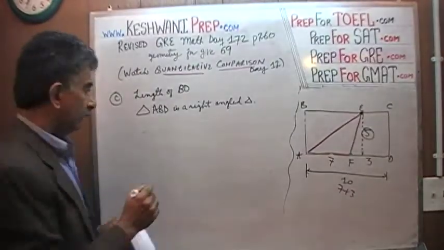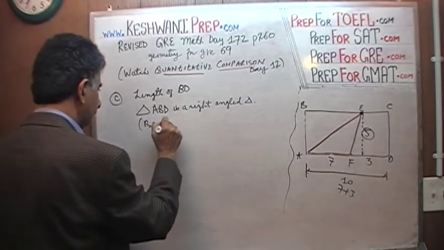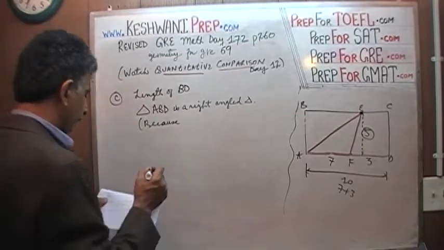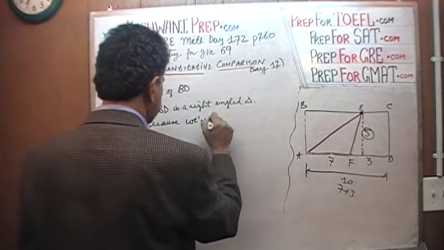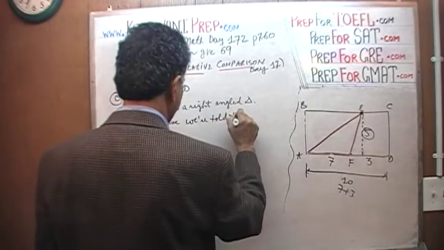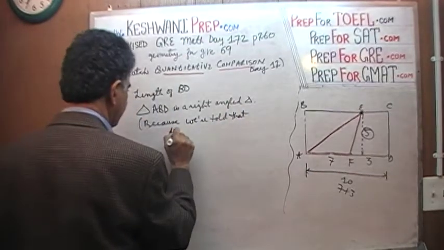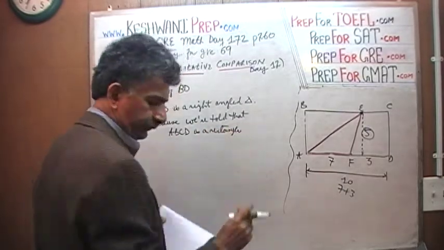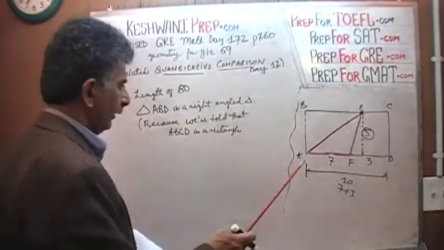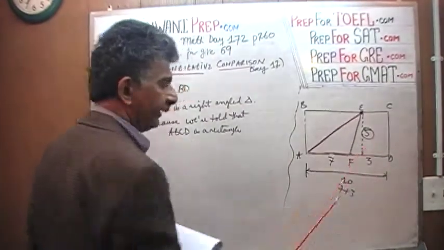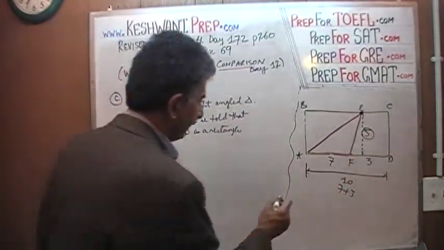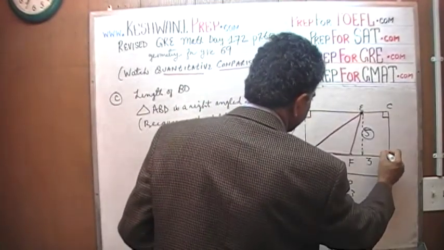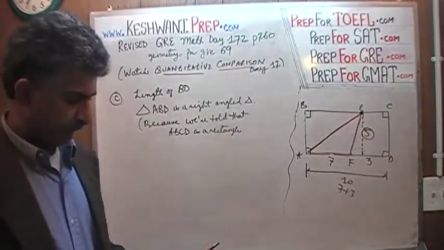And how do we know that? Because, so how do we know that ABD is a right angle triangle? Because we are told that ABCD is a rectangle. If ABCD is a rectangle, then of course all of these angles are 90 degrees. This is 90 degrees, this is 90 degrees, this is 90 degrees, and this is 90 degrees. That's what it means to be a rectangle.